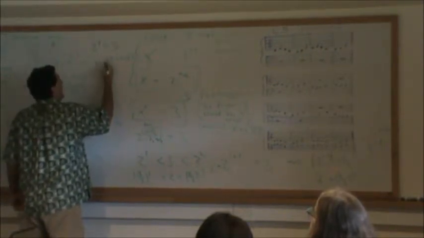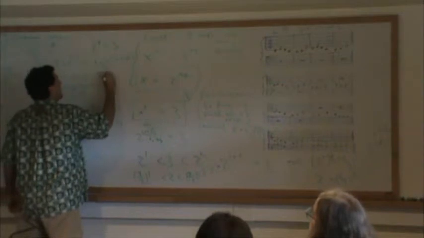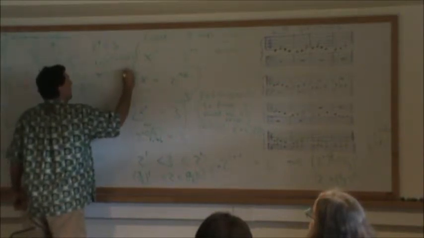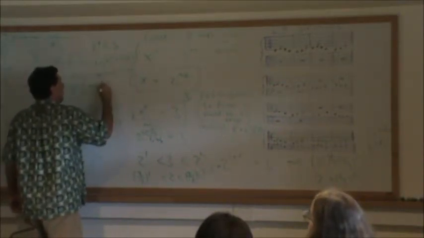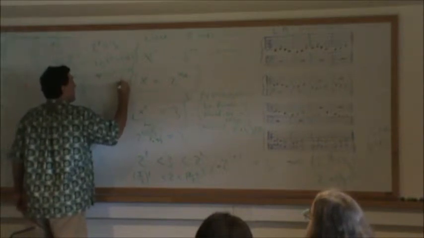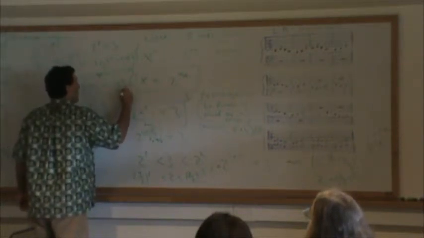Let's do all the steps, because I don't think everybody remembers that algebra. y times log 2 equals log 3, and then divide both sides by log 2. y equals log 3 divided by log 2.